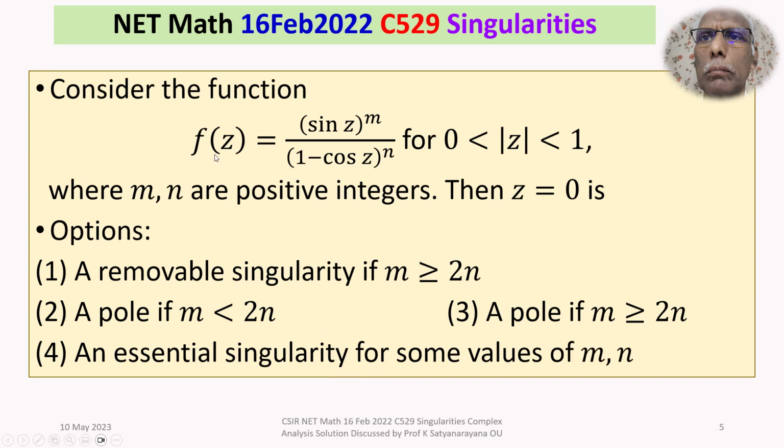We are given a function f of z is equal to sin z to the power of m by 1 minus cos z to the power of n for 0 less than mod z less than 1, where m and n are positive integers. Then we have to discuss the nature of the point z is equal to 0 in terms of singularities.